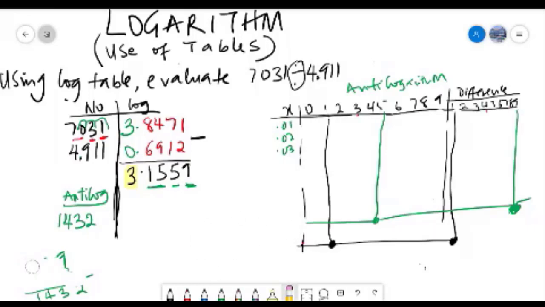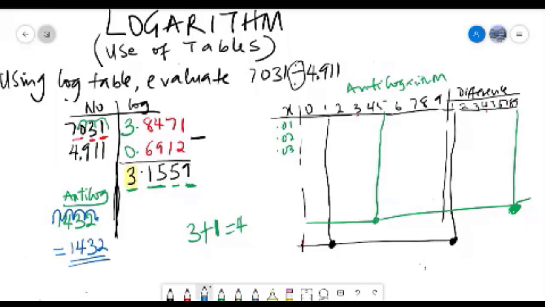Now, having done all that, the only thing remaining is for you to deal with this 3. Remember that there was a 3 at play here. What do I do with this 3? I add an imaginary 1 to this 3, which will give me 4. And then from this point, I move 4 times. 1, 2, 3, 4. So my final answer will be 1432. So your final answer is 1432. I'm sure that was clear enough. As you can see, it's not really a big deal. All you need to do is just to practice consistently and you get used to it.